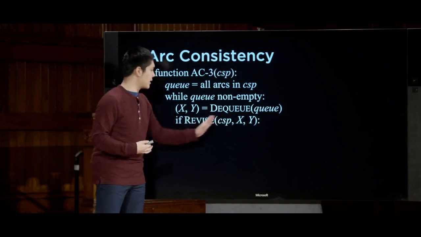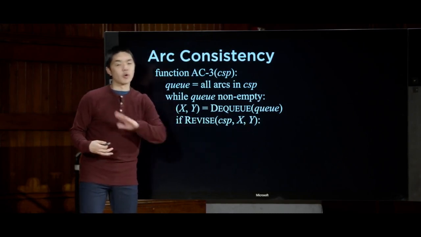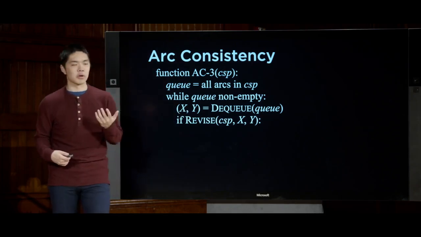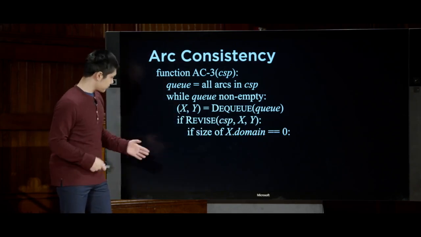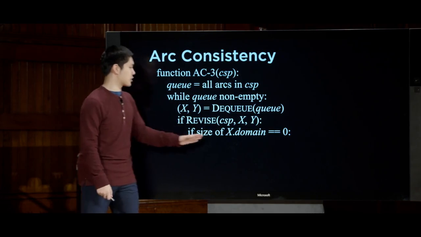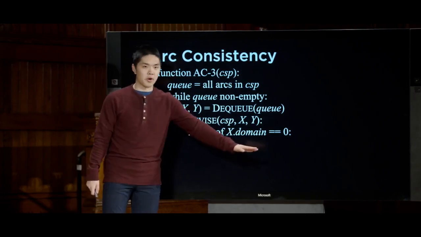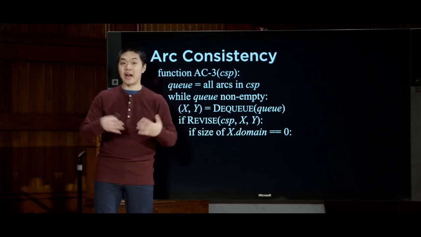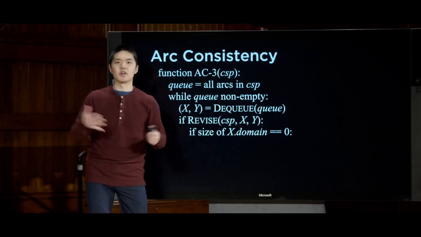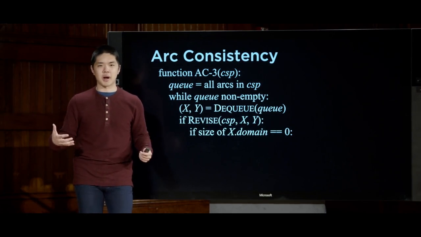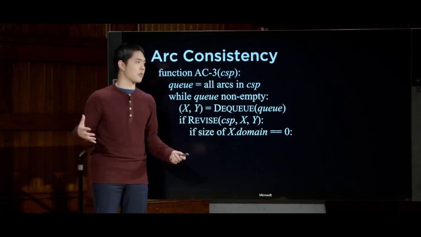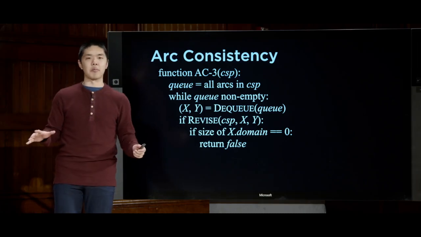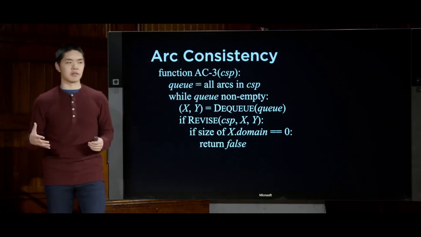And so if ever we did revise x's domain, we're going to need to add some things to the queue, some additional arcs that we might want to check. How do we do that? Well, first thing we want to check is to make sure that x's domain is not 0. If x's domain is 0, that means there are no available options for x at all. And that means that there's no way you can solve the constraint satisfaction problem. If we've removed everything from x's domain, we'll go ahead and just return false here to indicate there's no way to solve the problem because there's nothing left in x's domain.